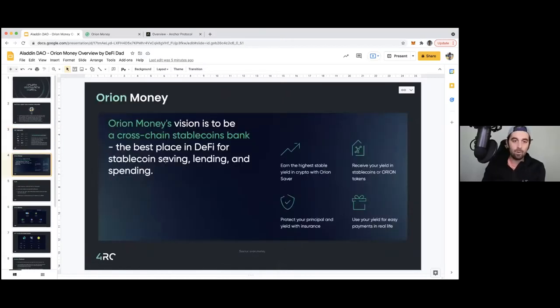Okay, so Orion Money, in a nutshell, wants to be a cross-chain stablecoin bank. So the name of the game here is how can you earn yield with any of the more popular stablecoins? And that thankfully includes the likes of DAI, USDC, Tether, and some algo stablecoins like Frax. But I would say the biggest opportunity here is to use the UST stablecoin, which is what you mint when you use the Anchor protocol on Terra.